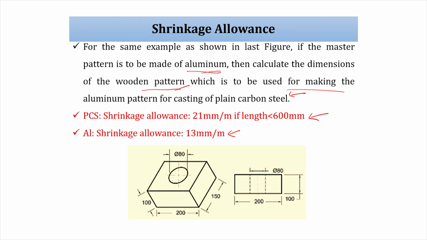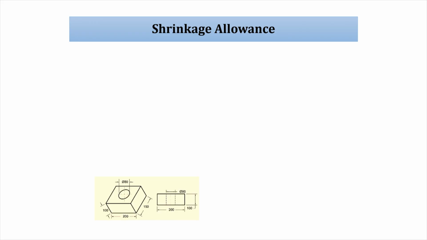In this problem, plain carbon steel shrinkage allowance is 21 mm per meter if length is less than 600 mm. All dimensions like 80, 150, 200, 100 are less than 600 mm, so one data is enough. Similarly, aluminum shrinkage allowance for any dimension is 13 mm per meter. Based on that, we will solve this numerical problem.